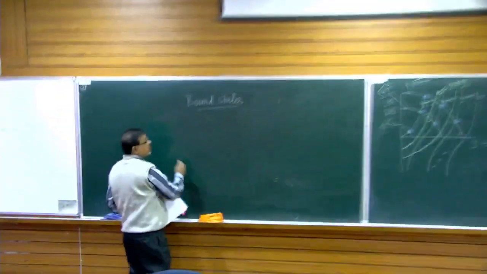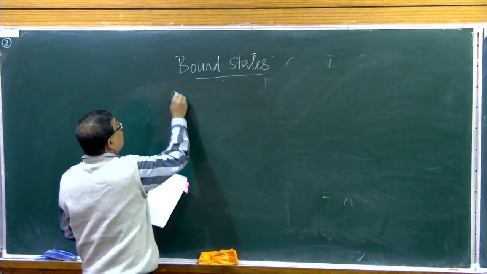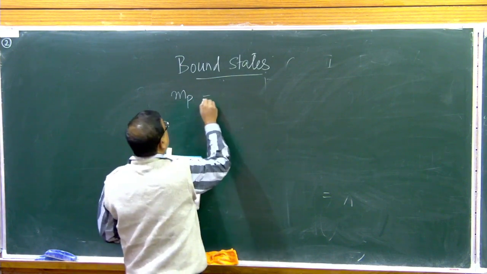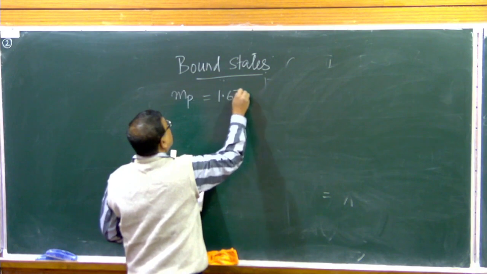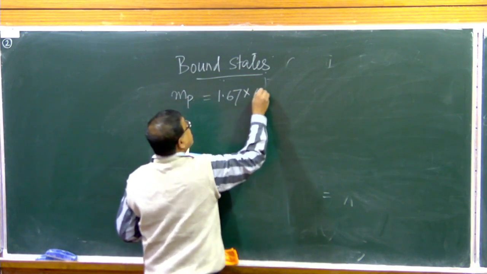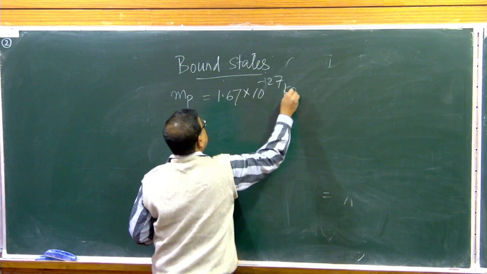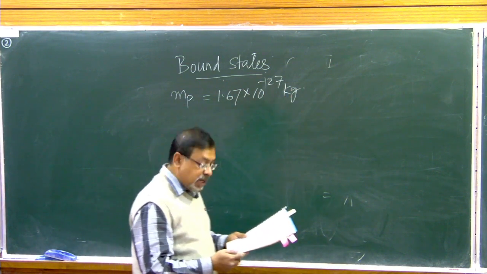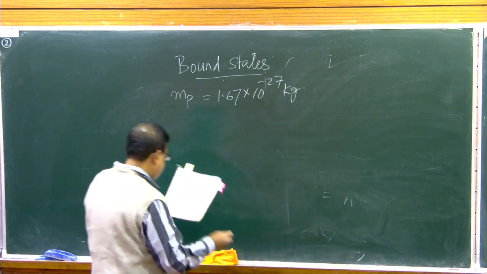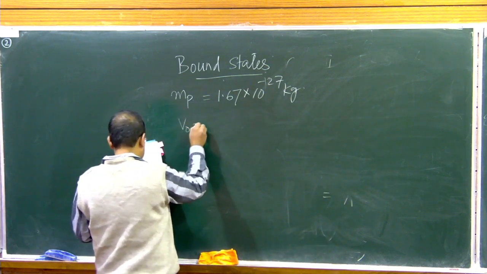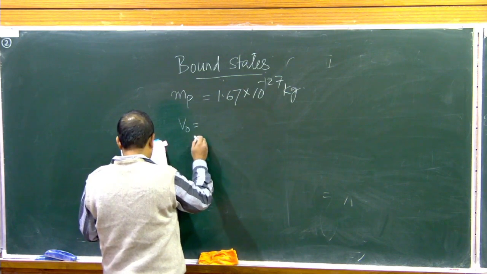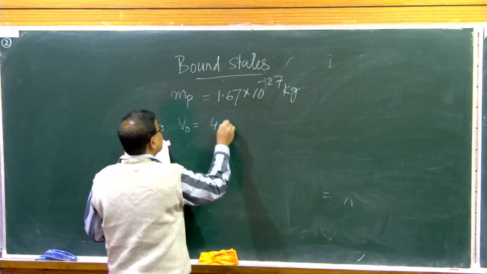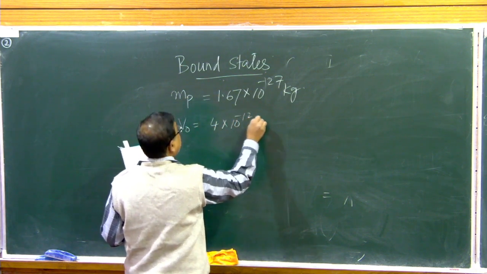So the numerical question is that a proton of mass, let's write it as MP, equal to 1.67 into 10 to the power minus 27 kgs, is inside a one-dimensional potential well of depth V naught equal to, well, it's given in some MeVs, but if you convert it into joules, it's minus 10 to the power minus 12 joules.